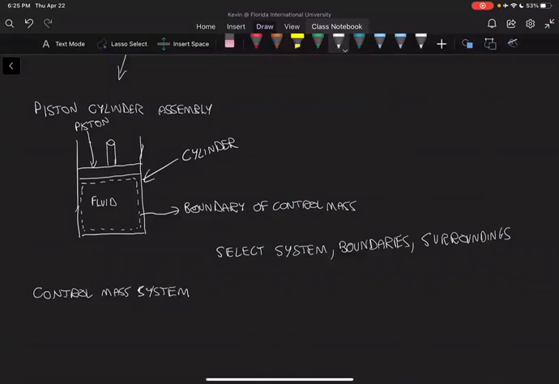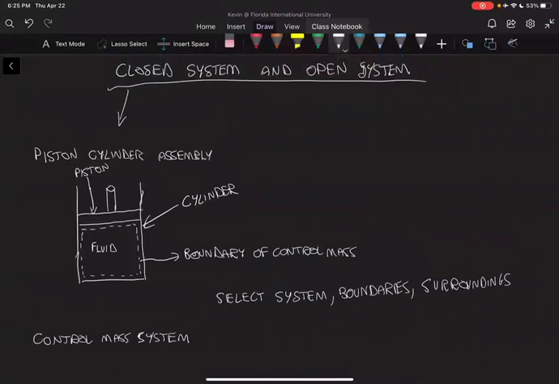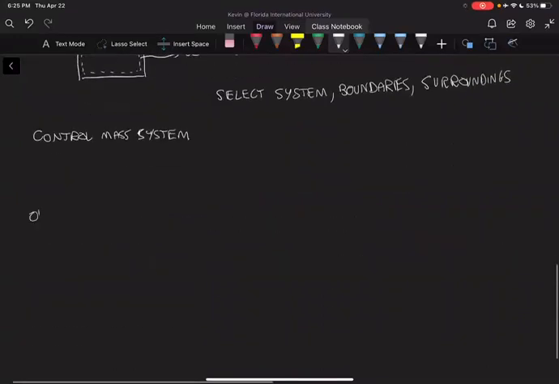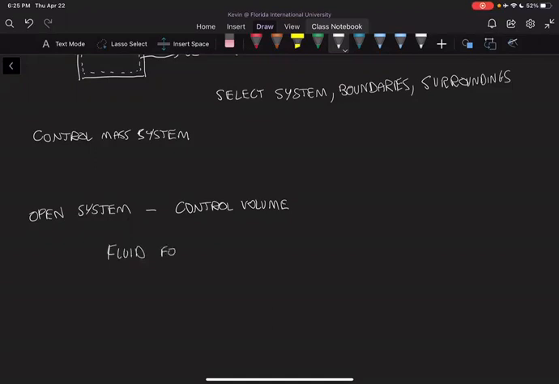Now, try to think of what an open system could look like. So let's look at an open system now. So an open system is usually called a control volume system. So not a control mass, but a control volume. And we'll look at why it's called a control volume. And the simplest control volume system is a fluid flowing through a pipe.